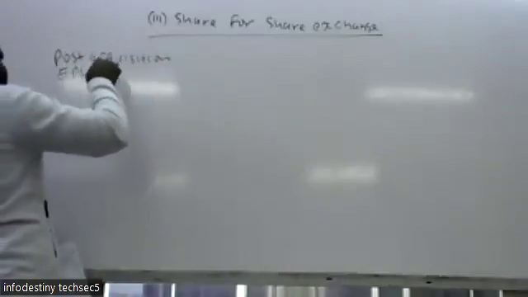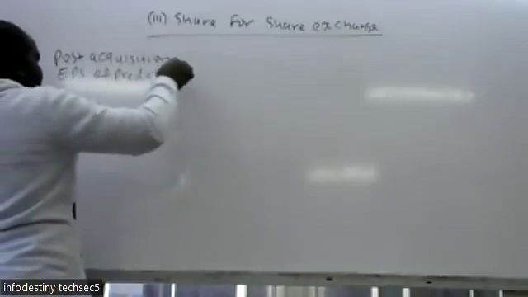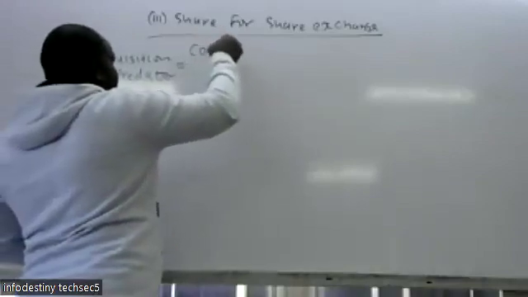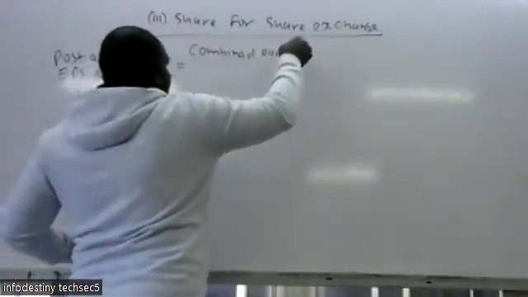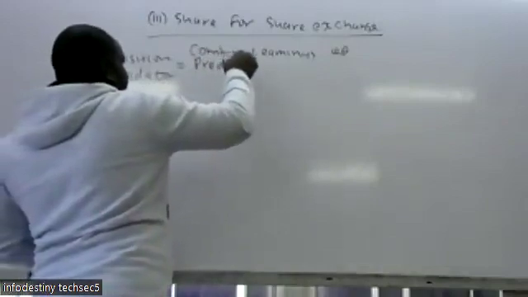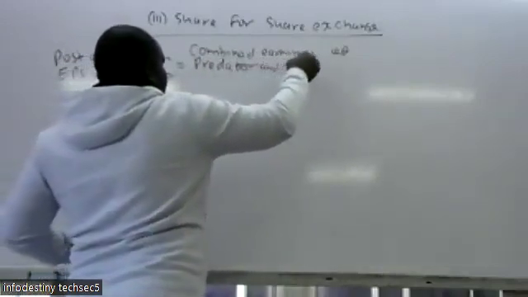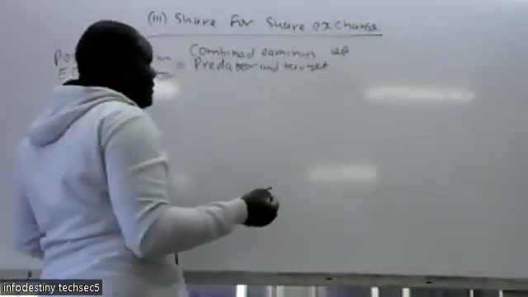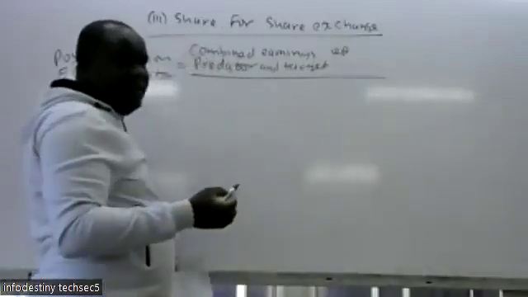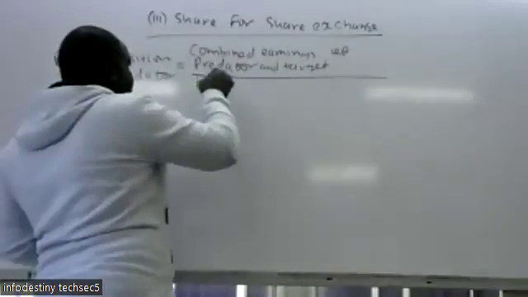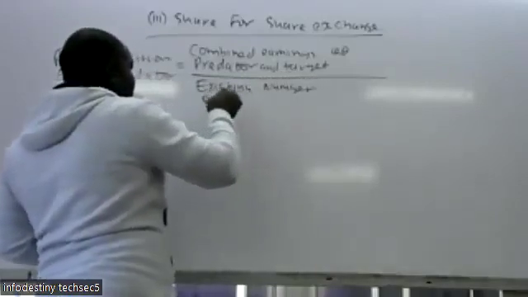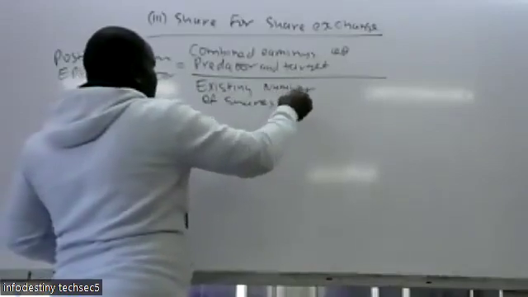earning per share of the aggregator, it is supposed to be given by the combined earnings of the aggregator and the target. Then you are supposed to divide by the existing number of ordinary shares of the aggregator.